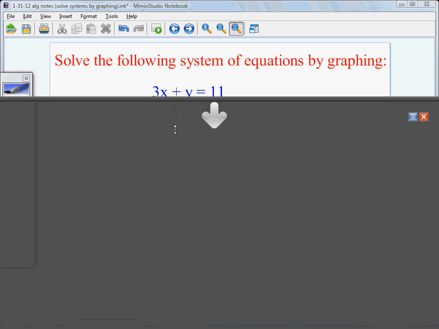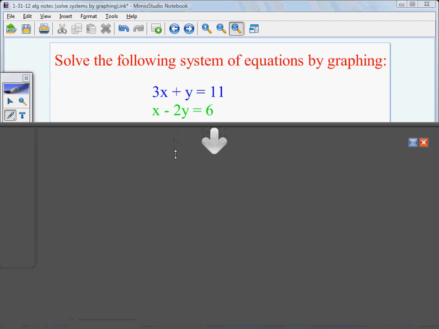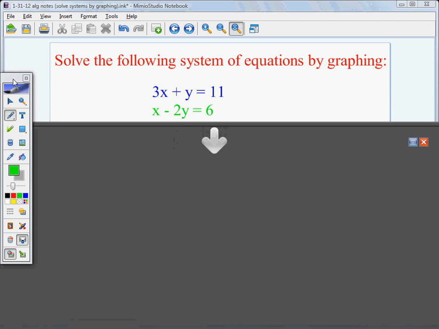Now we're going to solve a system by graphing. We have two equations, 3x plus y equals 11 and x minus 2y equals 6. Again, both of them are in standard form. I'm going to take the first equation, and because it's got a y with a coefficient of 1, that's easy for me to put in slope-intercept form. I just have to put the 3x on the right side.